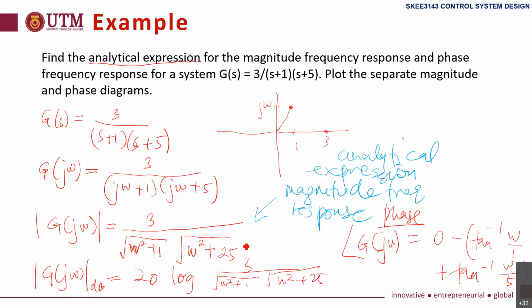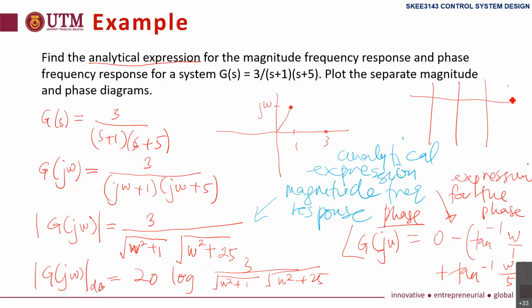So this is the expression for the phase. Once we have this, we can also again make a table: omega, the magnitude in dB, and also the angle.